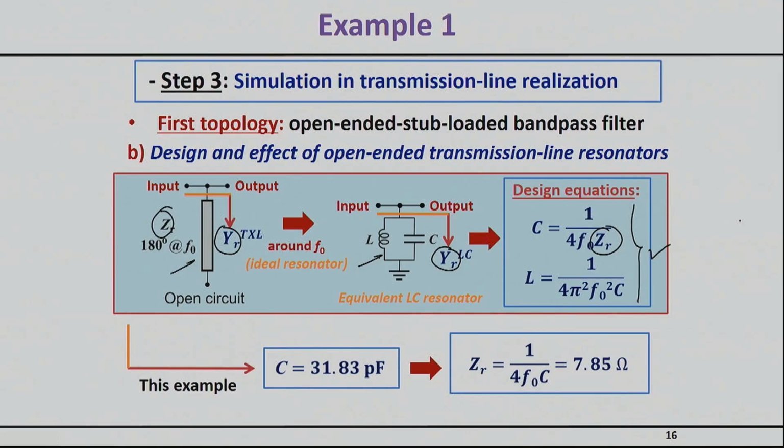I know that my capacitance was 31.83 picofarads based on what I said before. I calculated my ZR impedance, and here instead of 3 exclamation marks, I'm going to put one pretty sad face. Why am I putting a pretty sad face? Because, as we have learned, this is a practically non-realizable impedance.